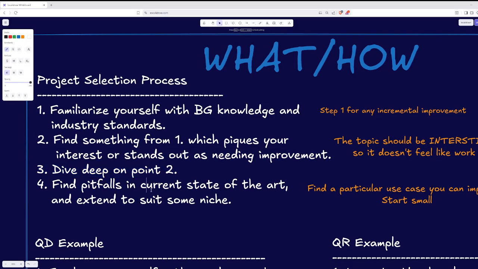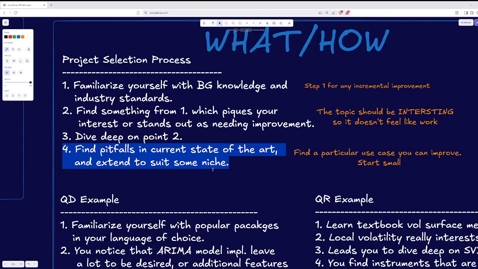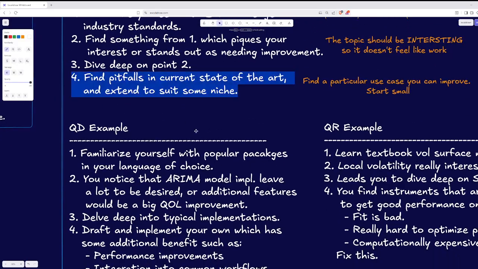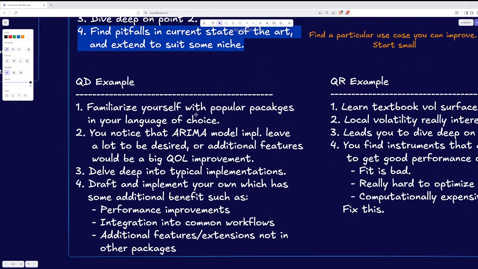And then four is to find the pitfalls in the current approach and then address those in some way, in some small way. I'm not saying you have to rebuild some massive generalized framework, but try and find one particular use case that you can improve it for. And so let's step out of the abstract and go into the more concrete. So here's a Quant dev example.